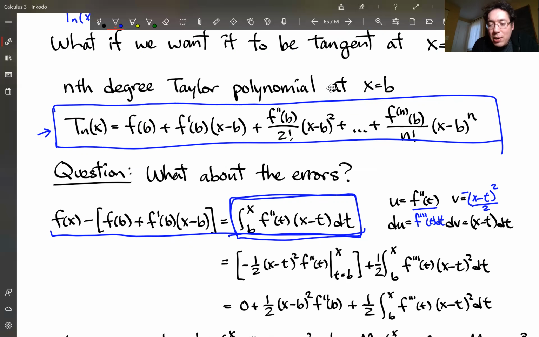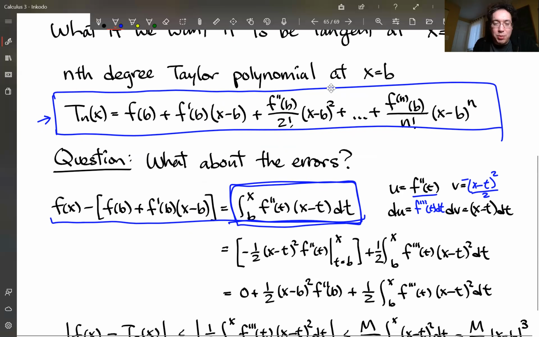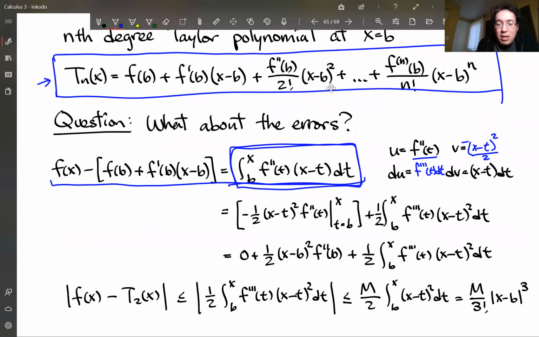Okay. So what do we get if we plug these into integration by parts? This is the u part, and this is the v part, and minus the integral of v. So I have x minus t squared here, and the negative 1/2. The negative will change the negative sign in front to a positive. And then du is going to be f triple prime of t dt.